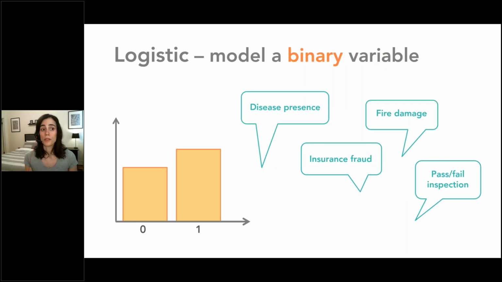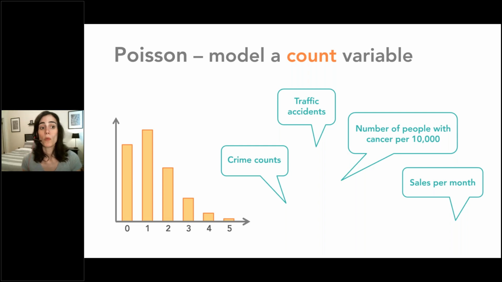We also can use a logistic model type with generalized linear regression. That's when you want to model a binary variable: yes, no, presence, absence, pass, fail. And then the third is the Poisson distribution, which is when you want to model a count variable. So how many traffic accidents, how many sales will we have in a month? This can also work for rates that are a number over another, so number of people with cancer per 10,000. This could be the appropriate model type for that type of question.